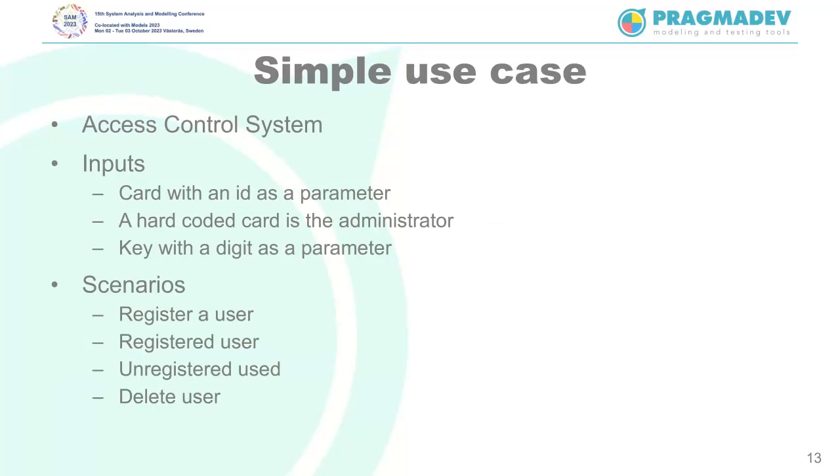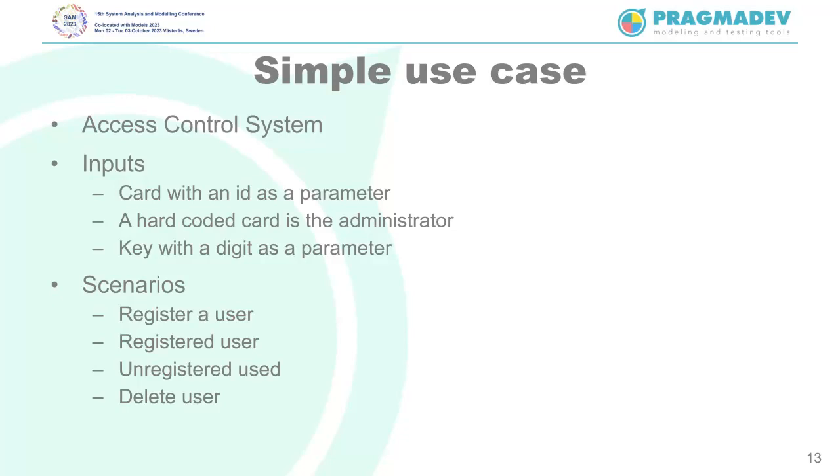So we implemented that and tried it on a simple use case. That's the demo example, the access control system. It's a system where you have a lock on a door and you slide your card, you have a PIN code and you're allowed to get in or not. So basically the inputs are a card with a card ID and a PIN code with 3 or 4 digits.